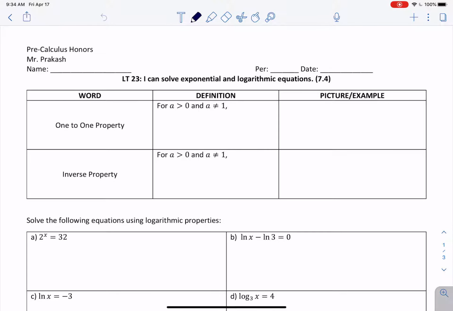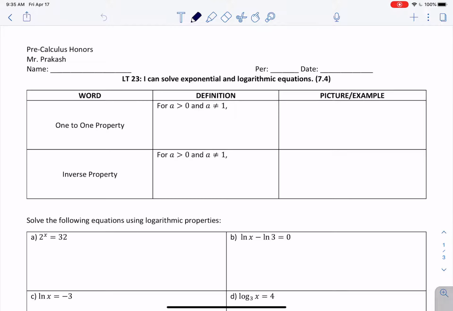Right, so next up is learning target 23, which is solving exponential and log equations, and this is in 7.4 of your book. And this is all about solving equations. So to start off with, we have a few properties that help us between thinking about exponential and log equations. So the first one is the one-to-one property.